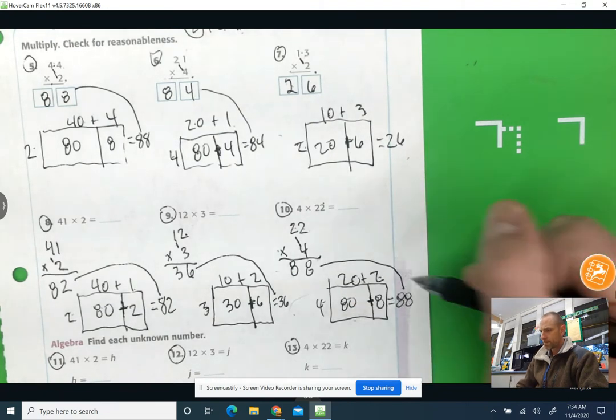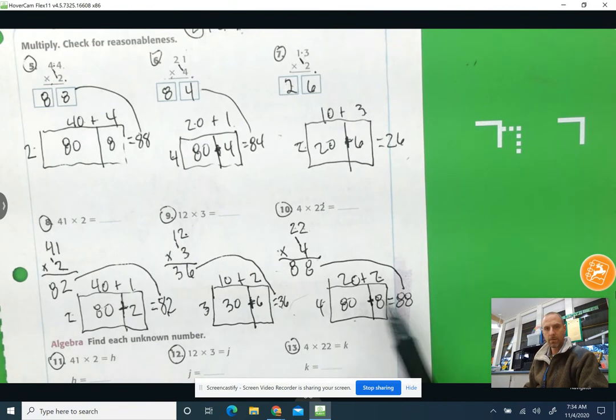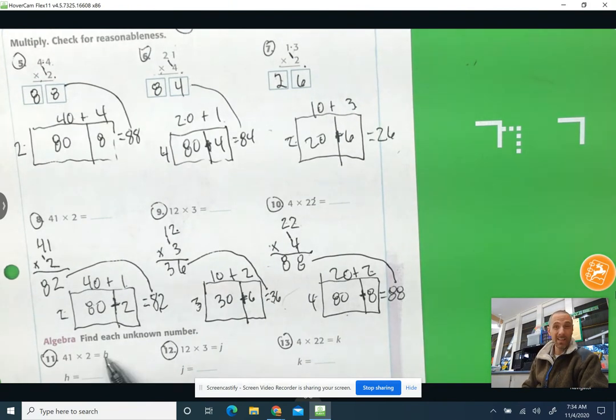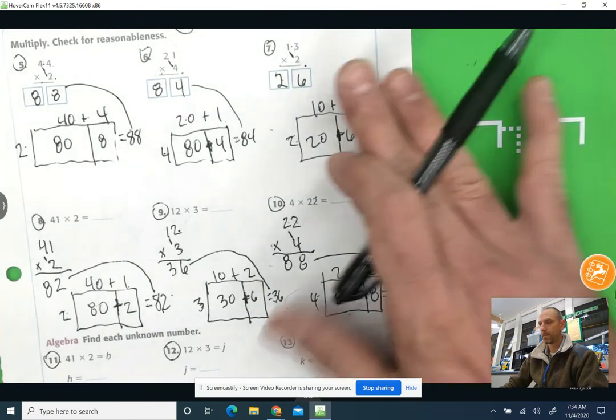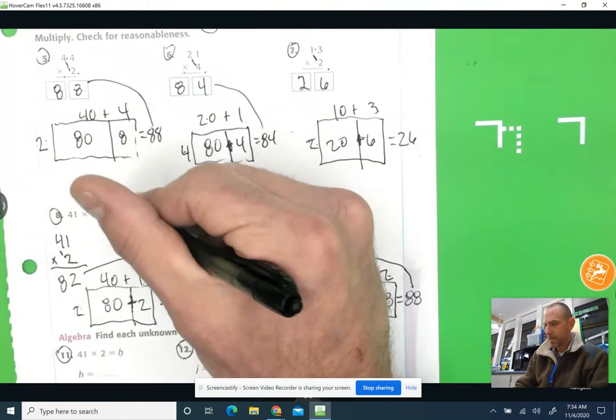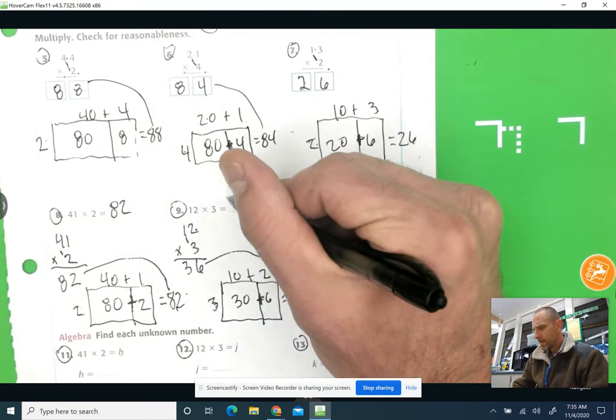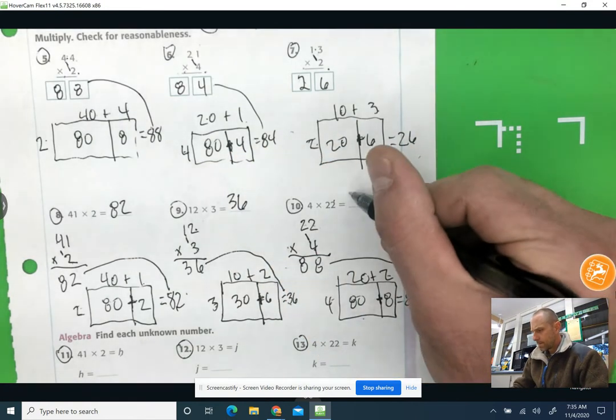Check for reasonableness. Reasonable. Does that make sense? Makes sense. Okay, another way to put that. Put your answers up here on your blue line. 82. 36. 88.